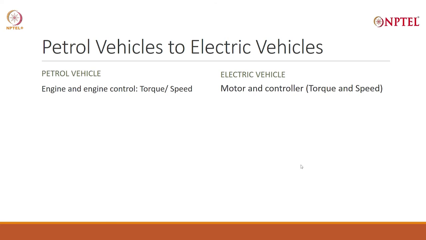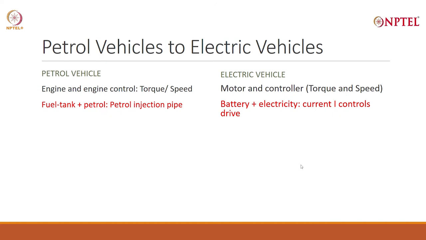What change did the electric vehicle bring? Now, how did this shift take place? In a petrol vehicle, the engine and engine control did the torque and speed. You of course can increase the power, but torque and speed you then control. In an electric vehicle, the IC engine and engine control are replaced by a motor and a controller, which controls the torque and speed. Finally, it is the same torque and speed, but it is motor and controller. So, the motor and controller is the heart of an electric vehicle. The more efficient you make it, the better motor and controller you make, the better you have things.